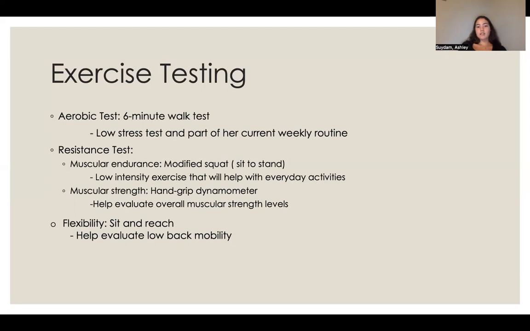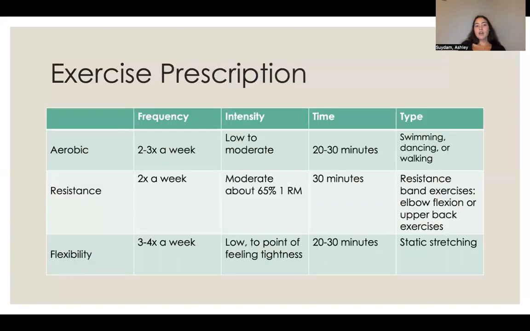This is a low intensity exercise that will help with everyday activities, such as getting out of bed or walking up and down the stairs. For muscular strength, we're going to do the hand grip dynamometer, and this is going to help evaluate overall muscular strength levels. For flexibility, we're going to do the common sit and reach test, and this will help us evaluate her low back mobility.